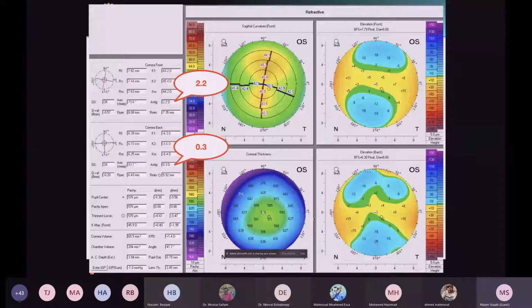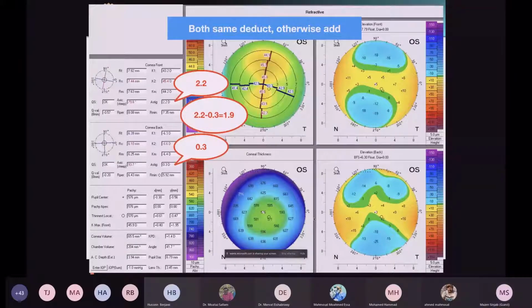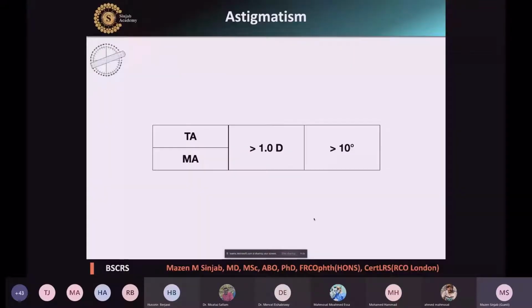The anterior and posterior are vertical, steep vertical, so we have to deduct. But if one is opposite to the other, then we have to add. So let's assume that they were opposite to each other, then 2.2 plus 0.3 should be 2.5. Now, we compare the topographical astigmatism with the manifest astigmatism. If there is more than 1 diopter difference in magnitude, or more than 10 degrees difference in axis, then we should not accept the capture. We have to repeat it, and we have to look at why there is misalignment or disparity.